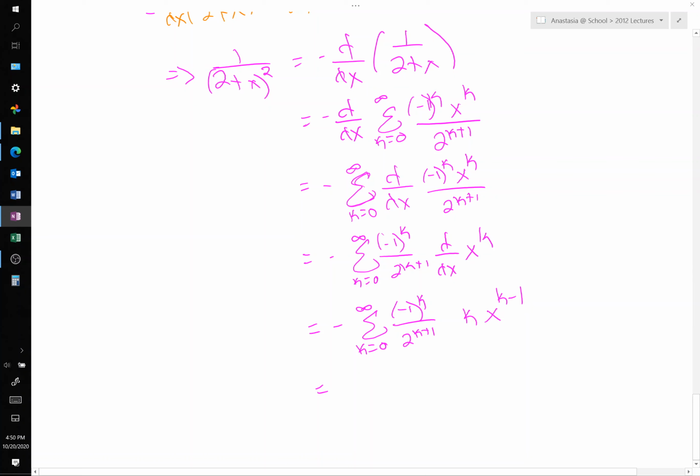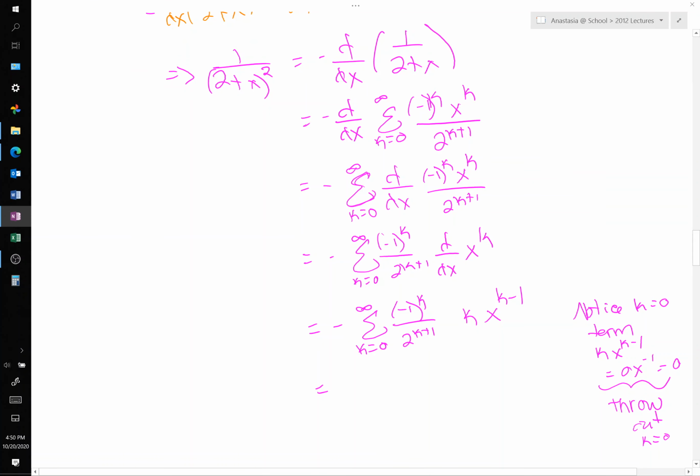And one thing you can notice here, when k is equal to 0, the term k times x to the k minus 1 is equal to 0 times x to the negative 1, which is really just 0. Now we prefer not to have x being raised to negative powers, even if it's multiplied by 0. So because that term goes to 0, we're going to throw out when k is equal to 0.